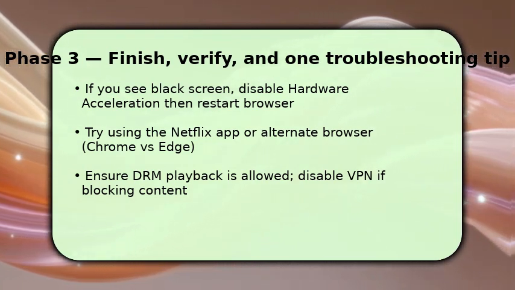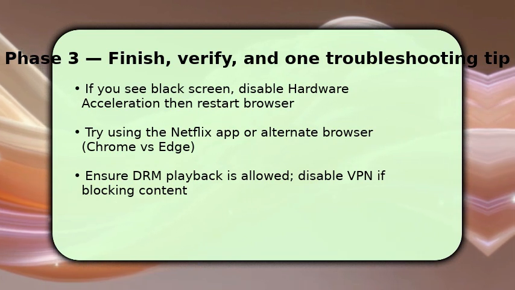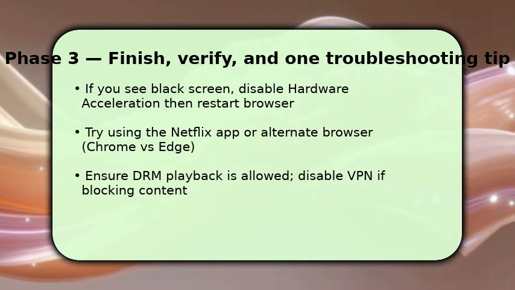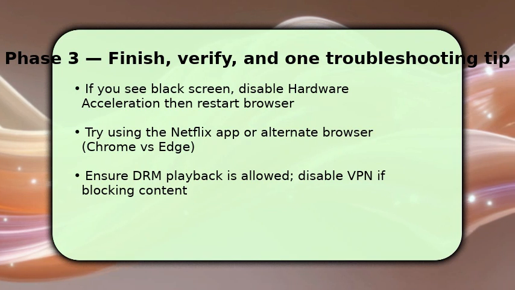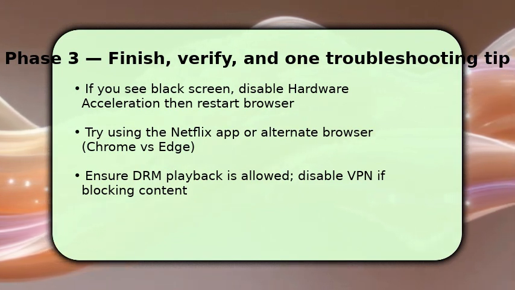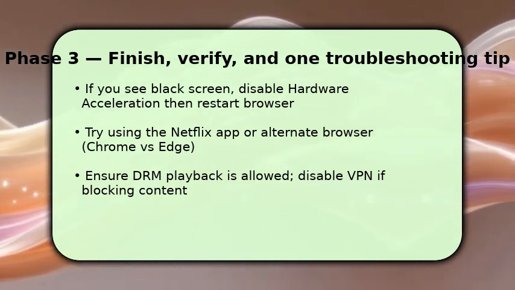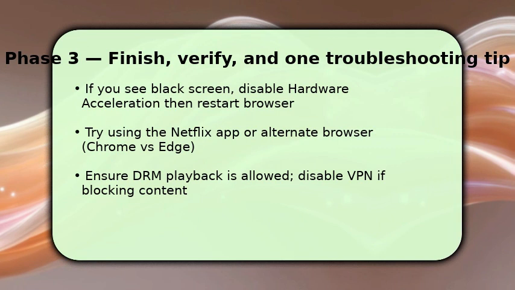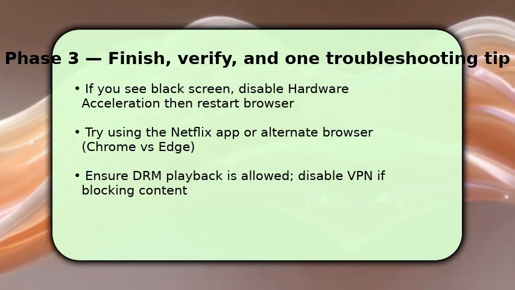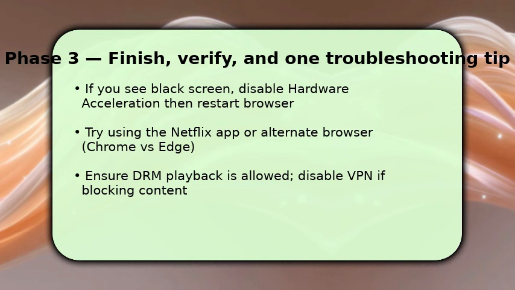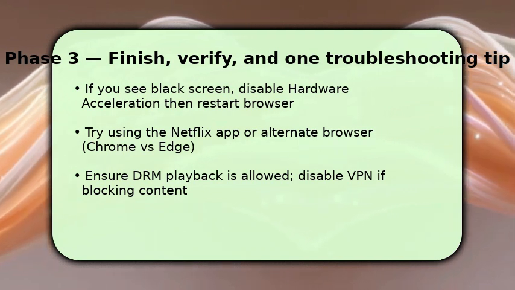If viewers get a black screen, first disable hardware acceleration in your browser or Discord and restart the app. That resolves many black screen cases. If problems persist, switch to the native Netflix app or another browser, check DRM and VPN settings, and verify system audio is routed to the device Discord is using so viewers hear sound.